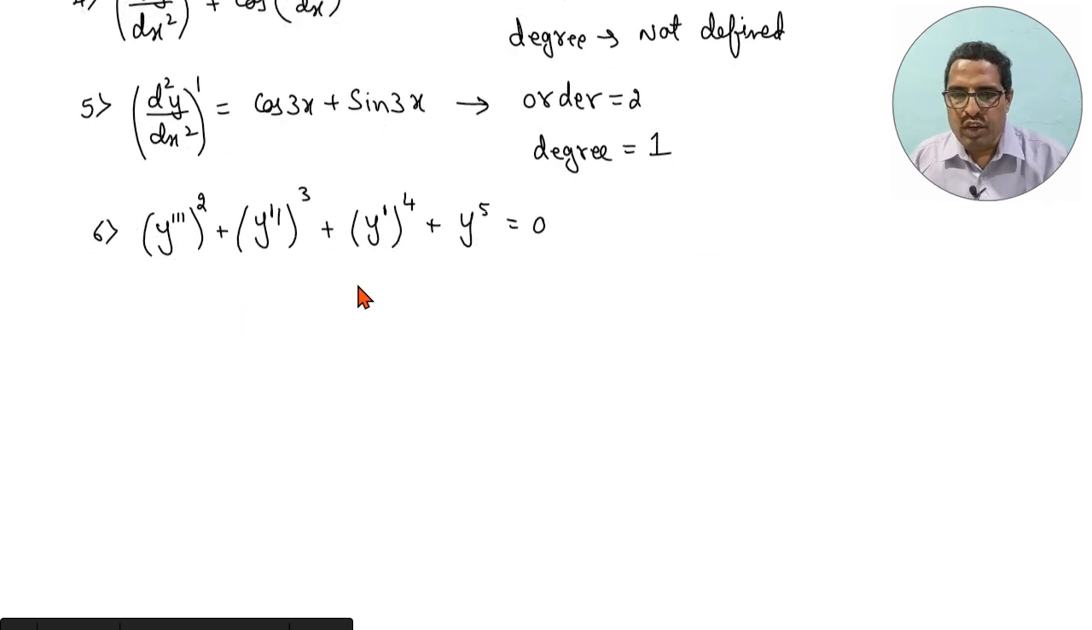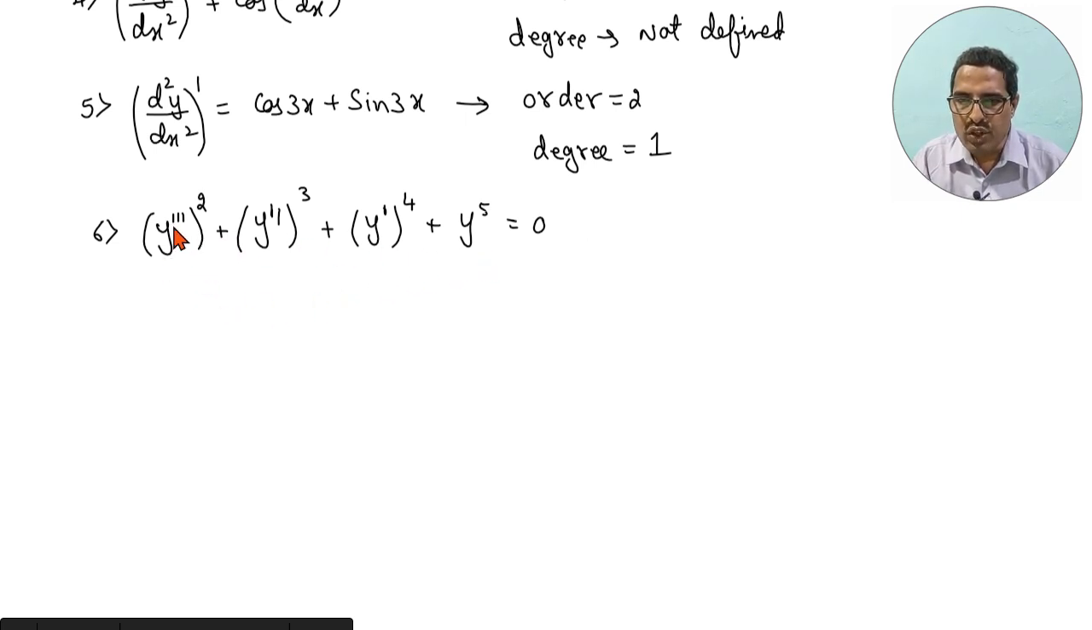The next differential equation is (y''')² + (y'')³ + (y')⁴ + y⁵. This differential equation is a polynomial function in derivatives. Therefore, the degree is defined over here. So let us try to find out the order and degree of the given differential equation.